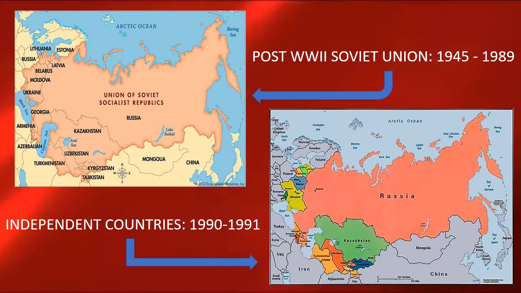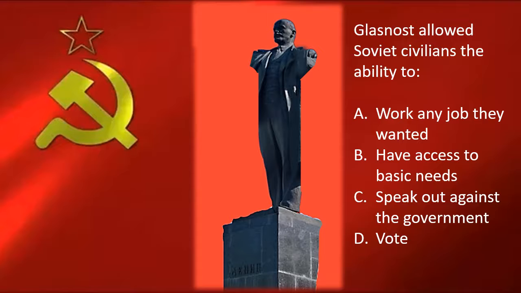So these are pictures of all of the satellite republics that were controlled by the Soviet Union on your left, and they're all broken out here on the right after the fall of the Soviet Union. So all those countries gained independence. Oh, look, Lenin is still standing proud, extolling the greatness of communism.